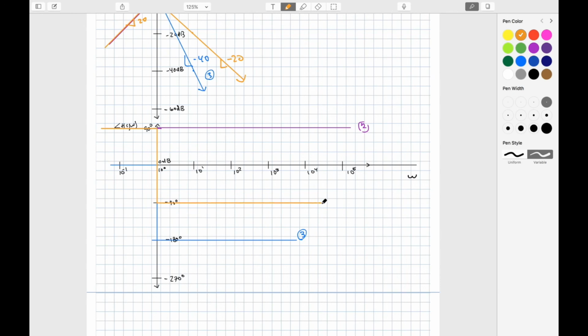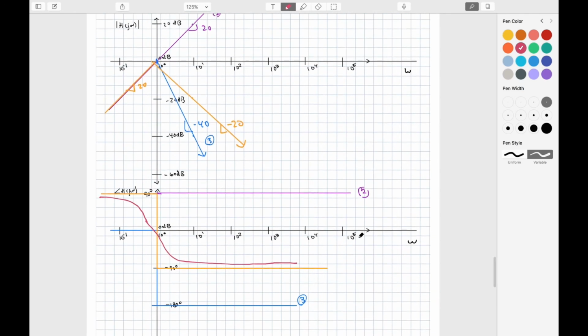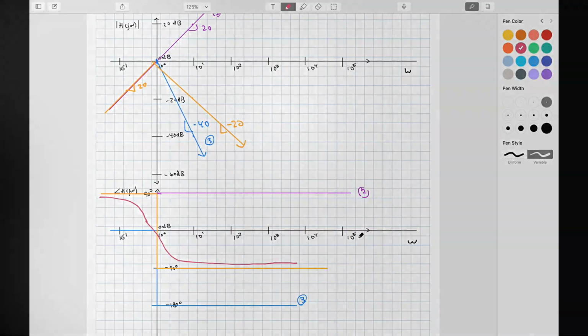and then jump down to negative 90. And what we realize, of course, is that the real value of this is going to look more like this. And that is hopefully enough theory and examples to get you through basic Bode plotting.